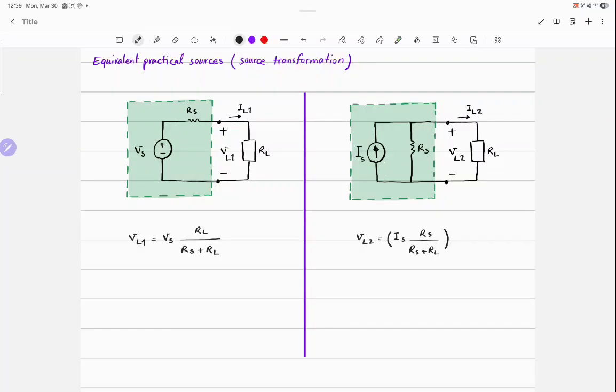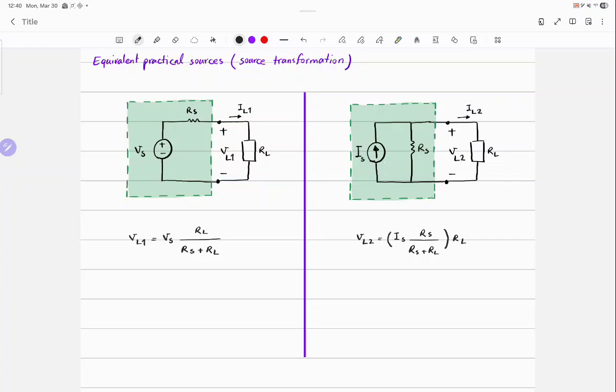For those of you who didn't follow what he said, what's inside the parentheses? Based on what concept is it? Current division. So it will give you the current that passes through RL. But I'm interested in VL2. So what should I multiply that with? RL.